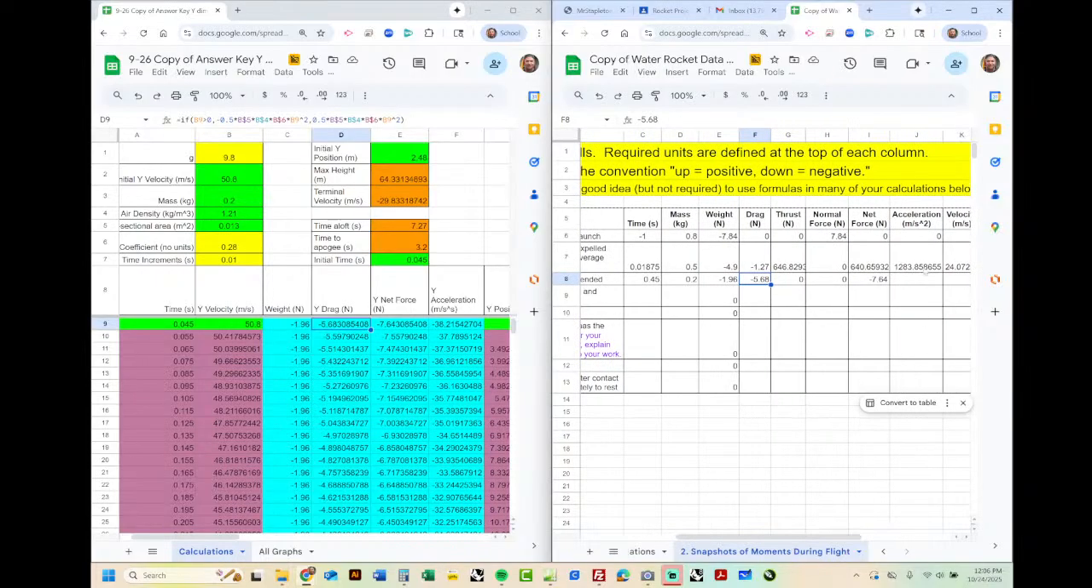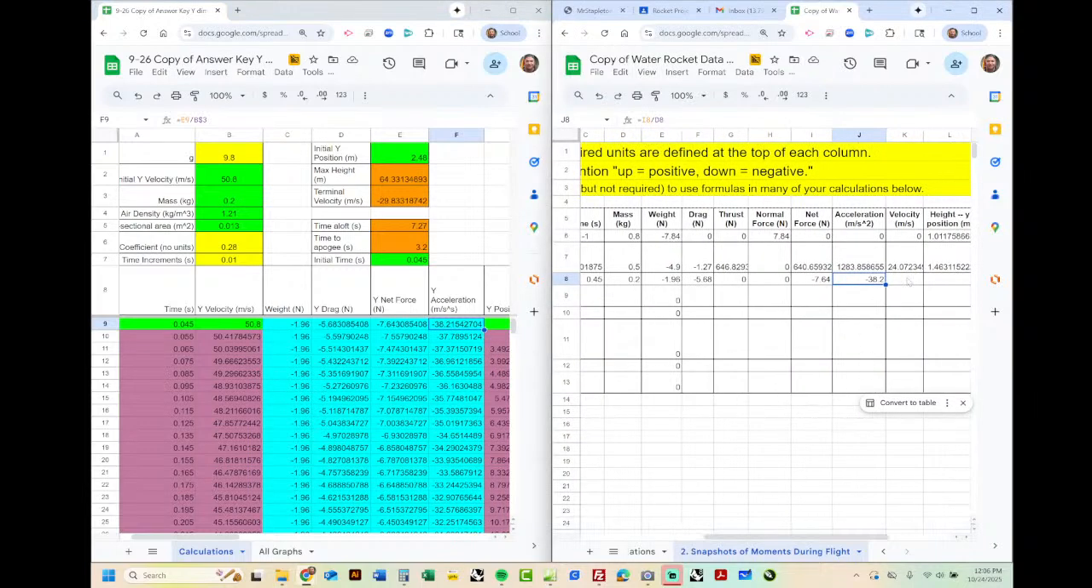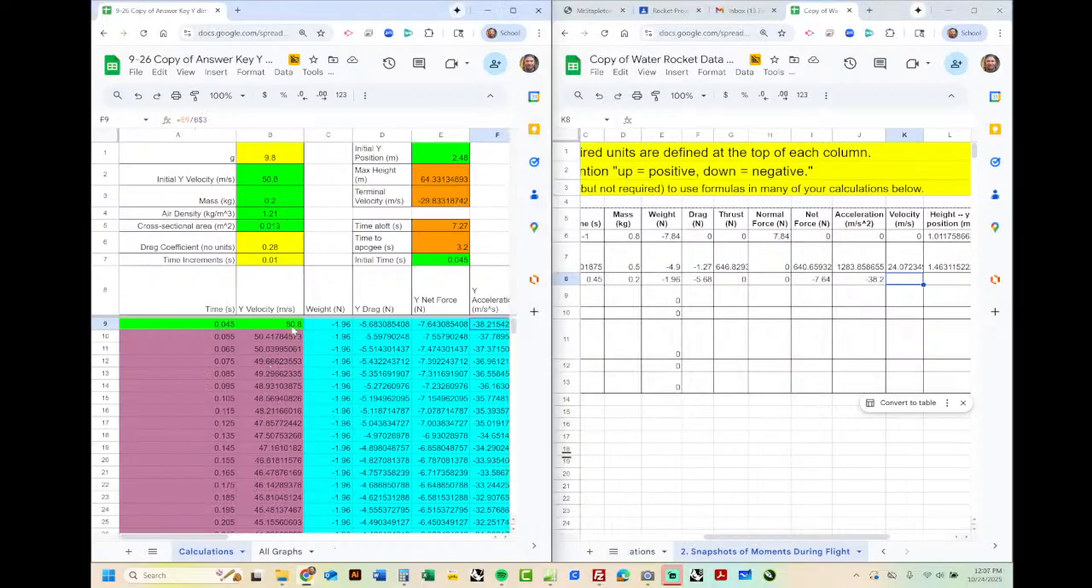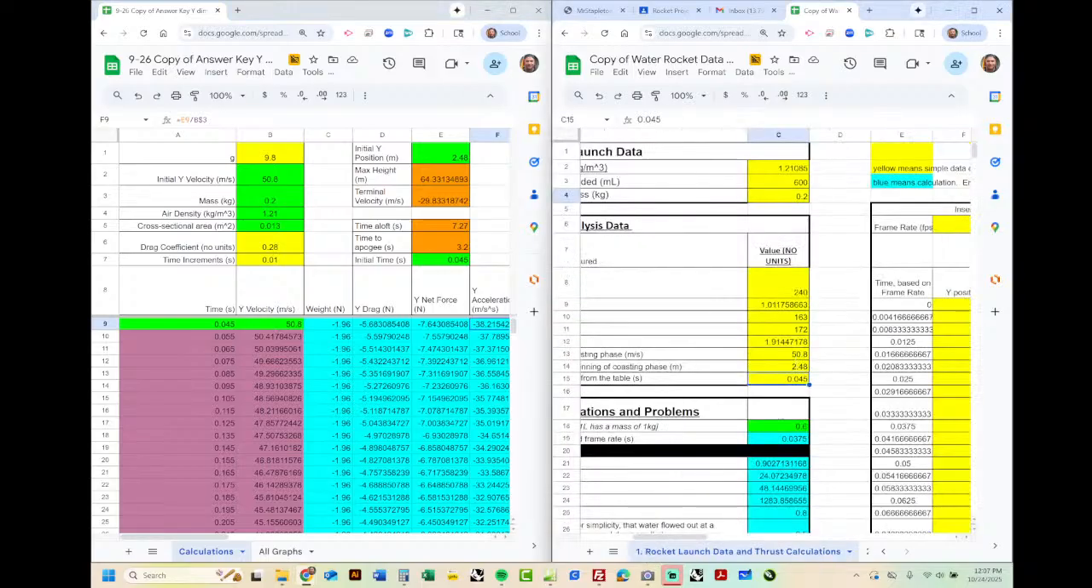The acceleration, let's see what happens if I do this. Ooh, that's not good. So what's my formula there? I don't know what that is, but anyway, the acceleration should be the net force divided by the mass. 38.2. So if I check that and I look over here on this other spreadsheet, yep, negative 38.2. The velocity is, well, it's 50.8. And I could get that from right here.